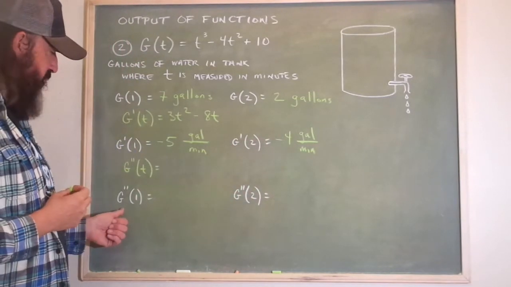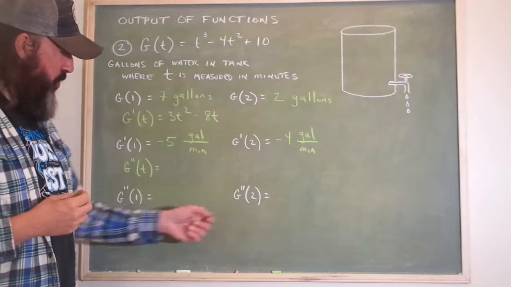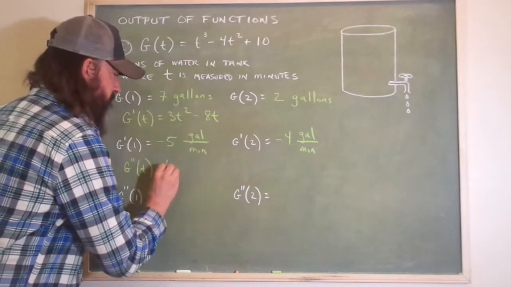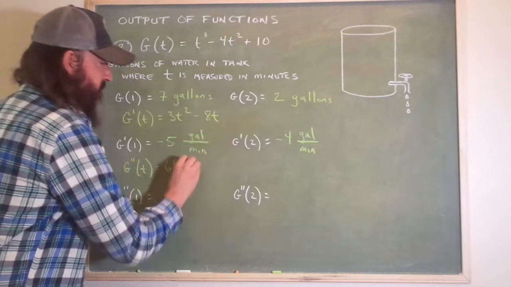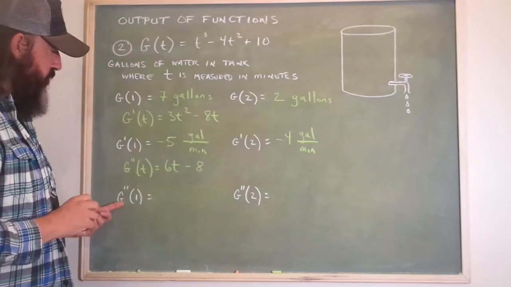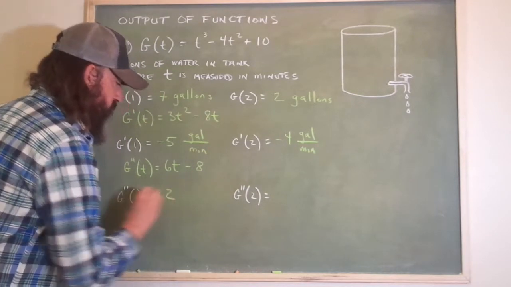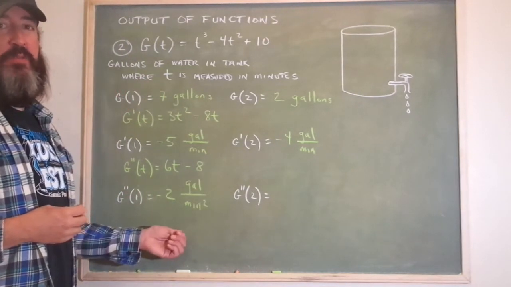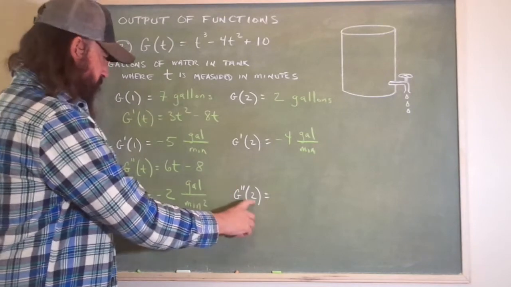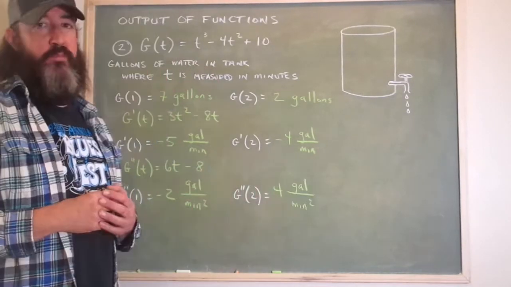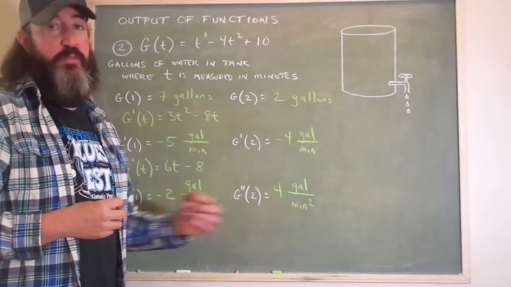Of course, to evaluate g double prime of 1 and g double prime of 2, we need to get our second derivative. The derivative of 3t squared is 6t, and the derivative of 8t is 8. G double prime of 1 is 6 times 1, or 6 minus 8, negative 2, and my output is gallons per minute squared. G double prime of 2, 6 times 2 is 12, and 12 minus 8 is positive 4. Or we could say positive 4 gallons per minute squared.